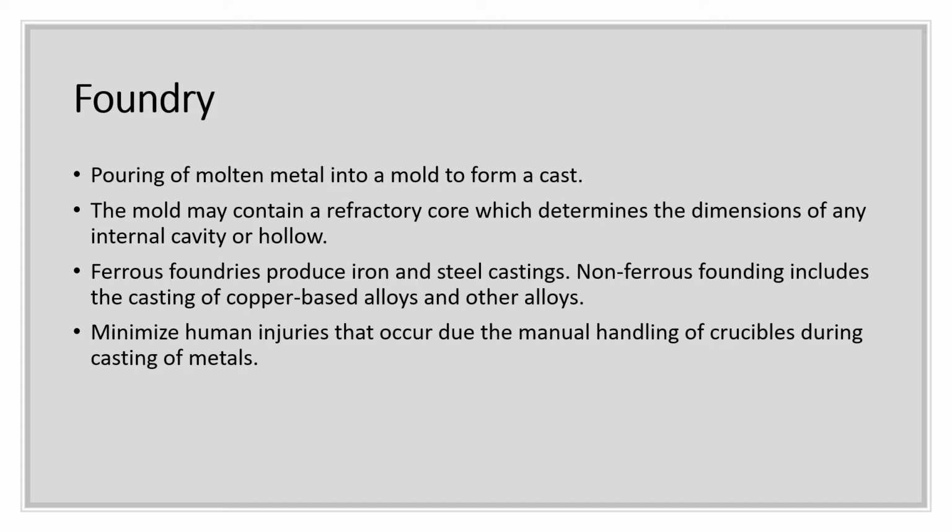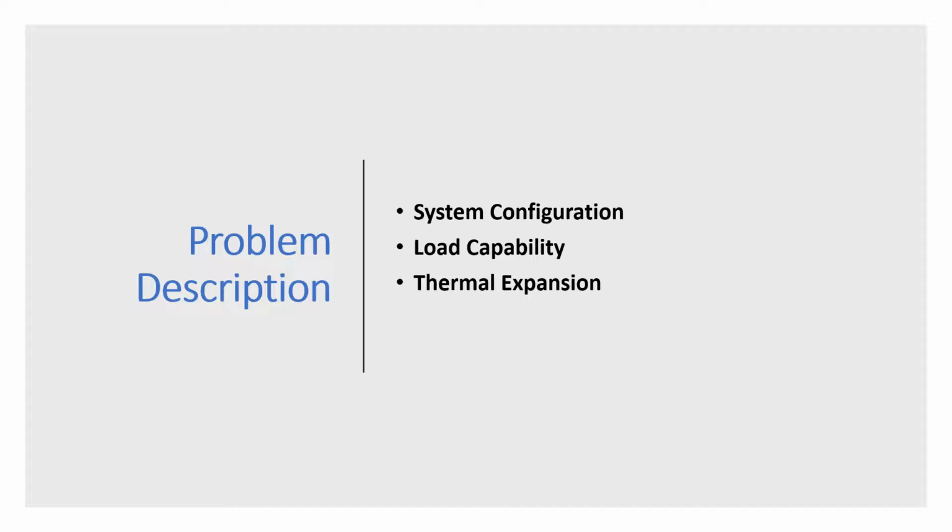The work that we are going to do in this foundry is that we are going to try to minimize the human injuries that occur due to the manual handling of crucibles. Crucible is the container that is kept inside the furnace. This is the container which has the molten metal in it. We are going to do this by making a semi-automatic robot that requires partial human involvement and reduces the risk of injury by a lot. How we are going to do this is what my problem description is.